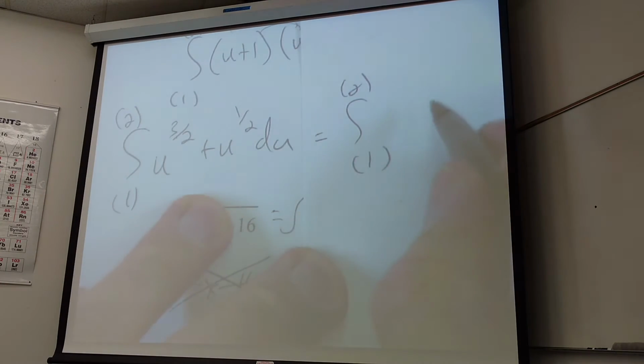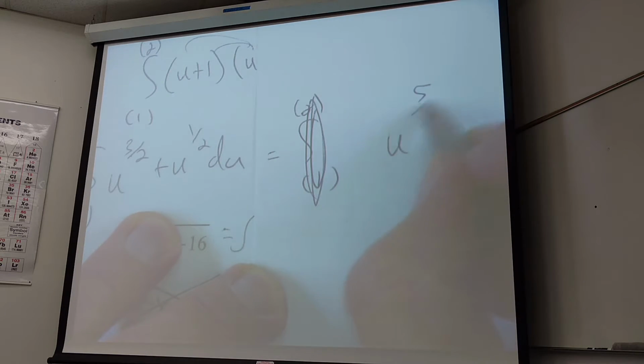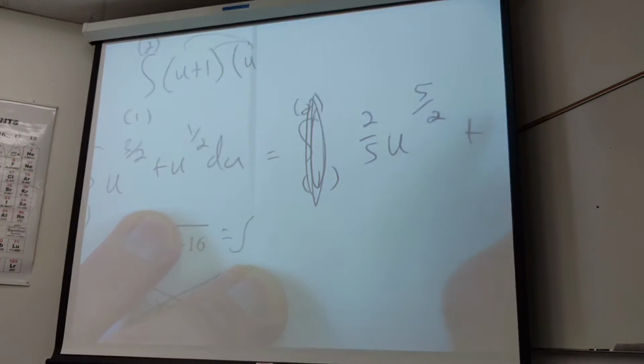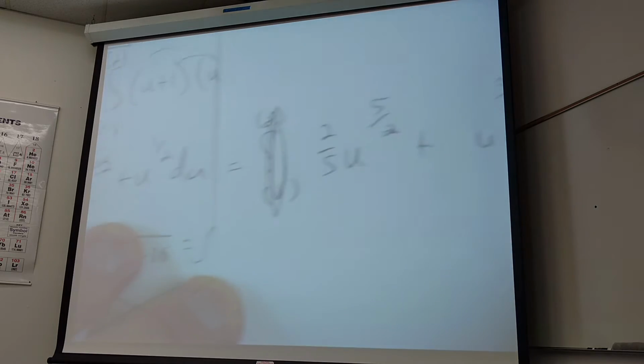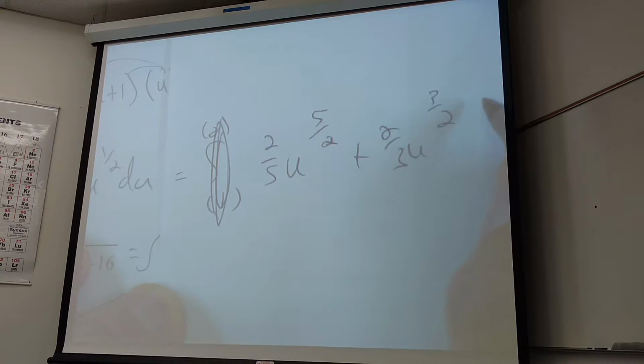And then the coefficient is going to be 2/5, the reciprocal of that, of course, right? So then this 1/2 plus 1 is 3/2. So now this is u to the 3/2, and then 2 over 3. And I want to go from not quite 1 to not quite 2.